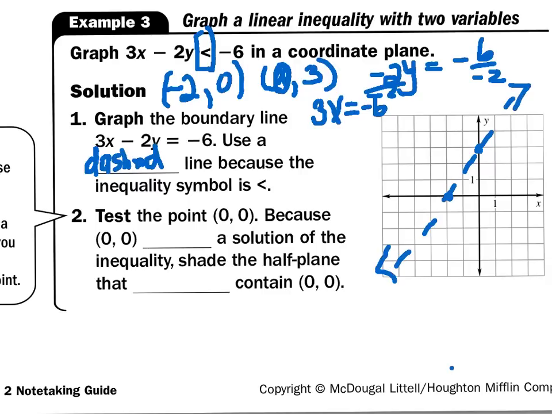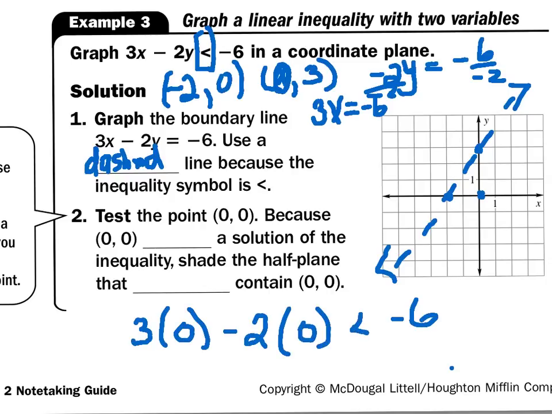I'm going to pick a convenient point, and 0, 0 is always a convenient point as long as it's not on the boundary line. So if I put in 3 times 0 minus 2 times 0, is it less than negative 6? So 0 minus 0, is 0 less than negative 6? No. So it is not a solution. So I don't want to shade the side that contains 0, 0. I want to shade the side that does not contain 0, 0.